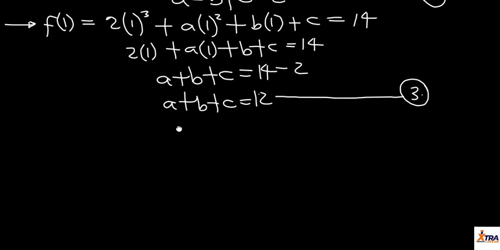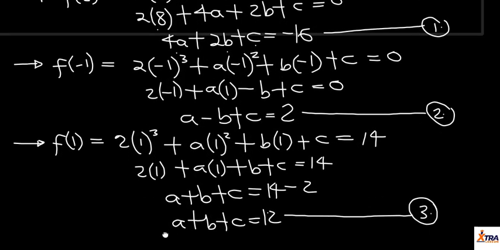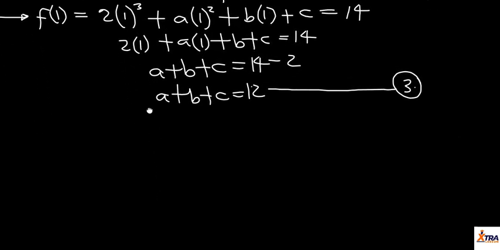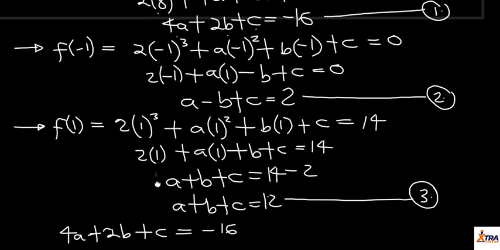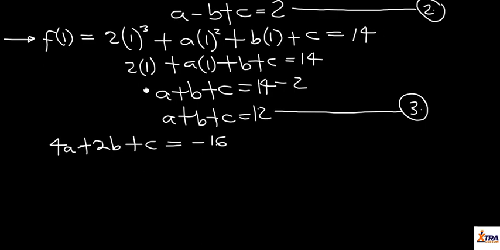Now I have 3 equations I can play with. My first equation says 4a plus 2b plus c equals minus 16. The second one says a minus b plus c equals 2.